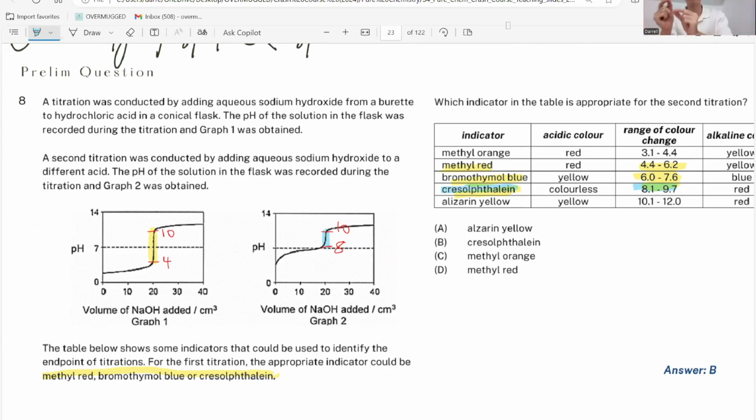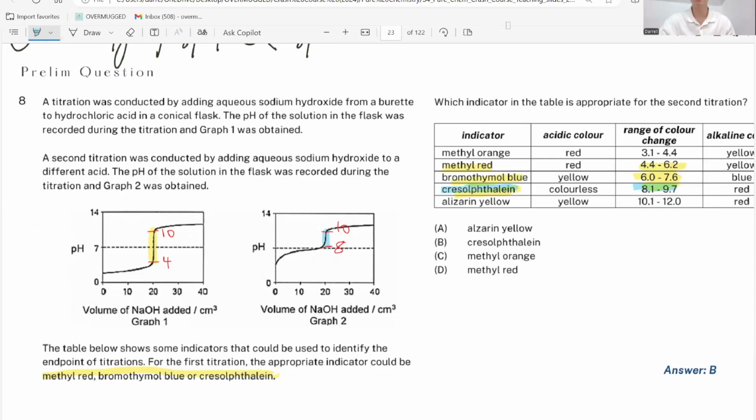We bring our discussion to graph 2. Graph 2, what's the range? You take a look over here, where I've highlighted. 8 to 10, right? So which is the appropriate indicator to choose for graph 2? 8 to 10. 8.1 to 9.7 is perfect.